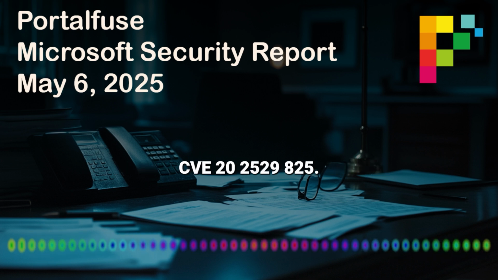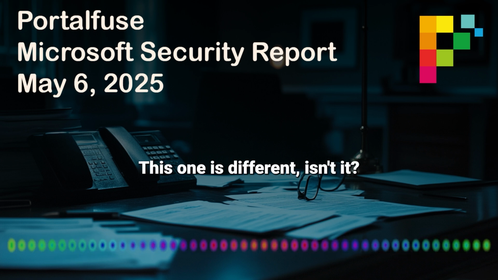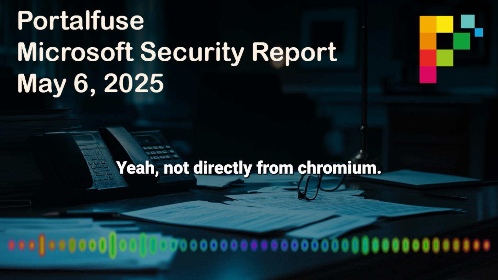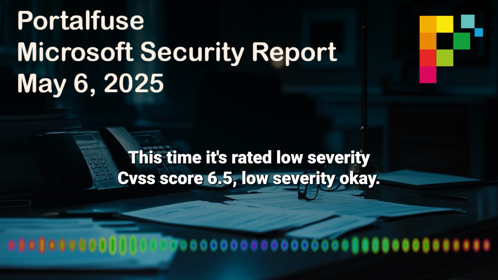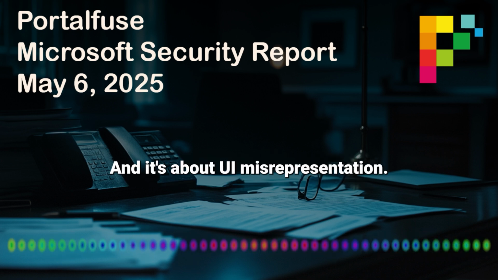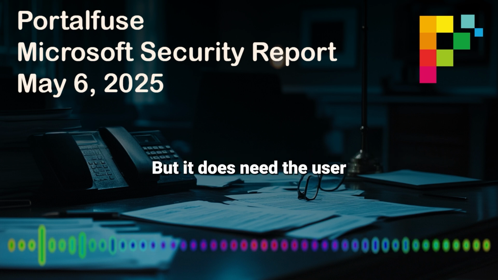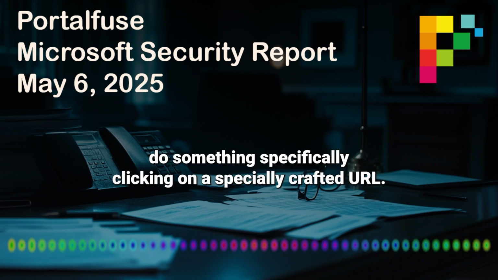CVE 2025-29825. Ah, right. This one's different, isn't it? A Microsoft Edge-specific spoofing vulnerability. Yeah, not directly from Chromium this time. It's rated low severity, CVSS score 6.5. Low severity. Okay. And it's about UI misrepresentation, like making something look legitimate when it isn't. Exactly. But it does need the user to do something. Specifically, clicking on a specially crafted URL.